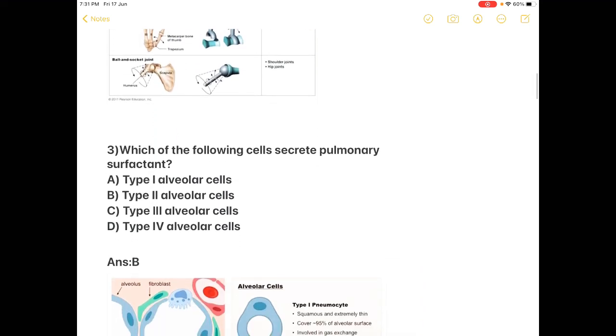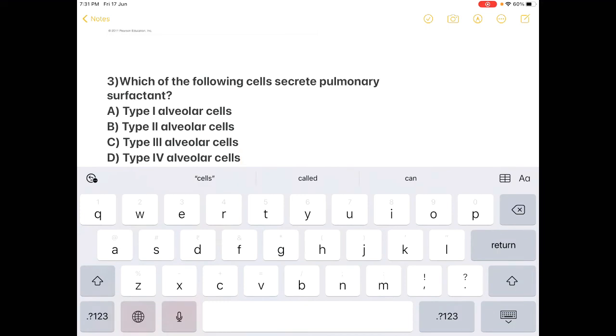Next question. This question I have already posted on our official Facebook page. Maybe most of you have already seen it and know this answer. Which of the following cells secrete pulmonary surfactant? Option A, type 1 alveolar cells. Option B, type 2 alveolar cells. Option C, type 3, and D, type 4 alveolar cells. The correct answer here is type 2.